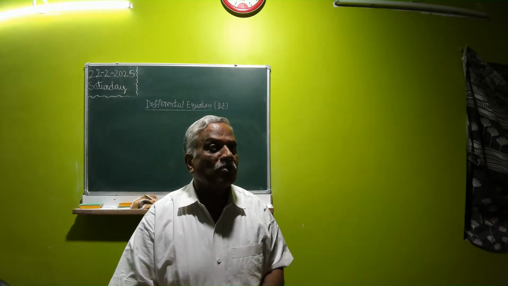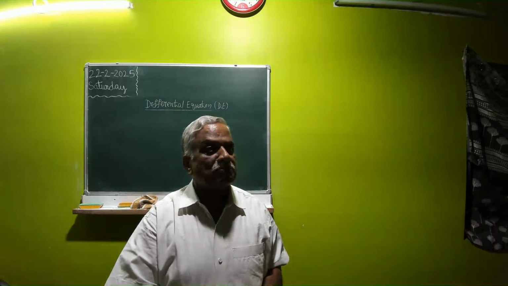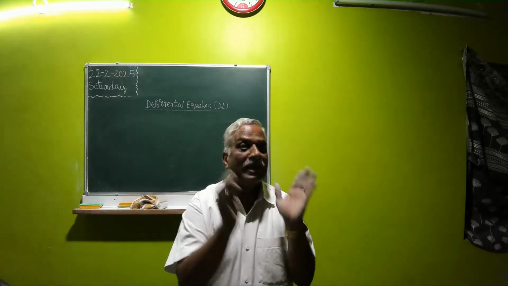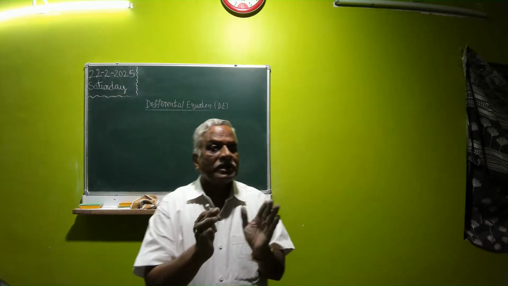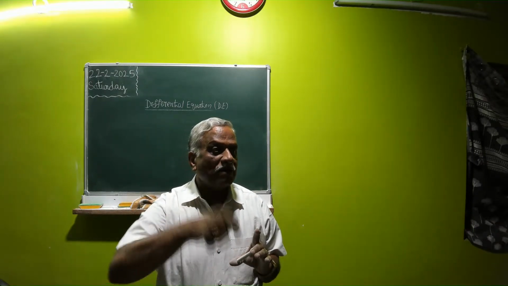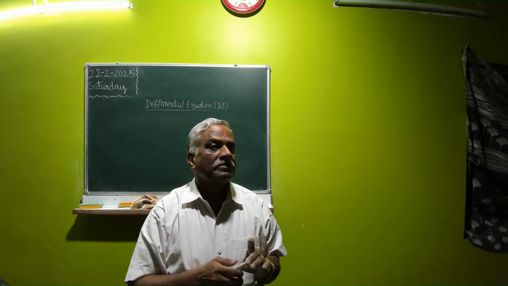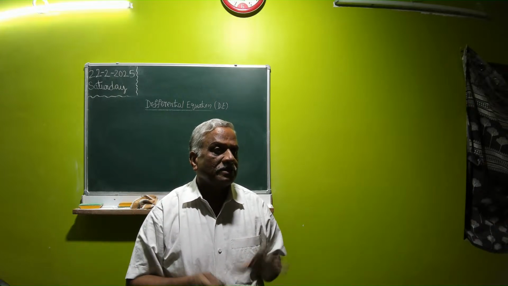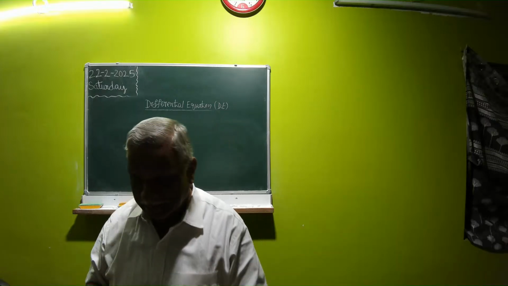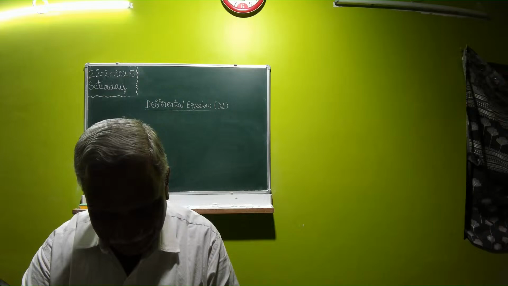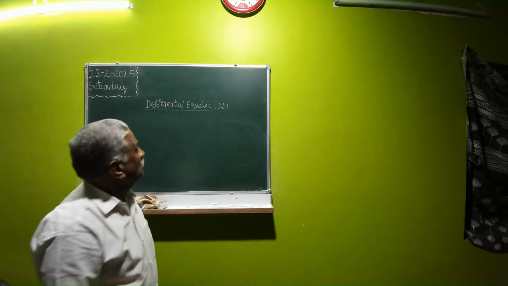When I take up the problems of the examination papers, I'll explain that in more detail, but I'm just giving an idea. Order is the order of the highest derivative. Degree is the power on the highest derivative when the equation is polynomial. In other words, the equation is free from radicals.